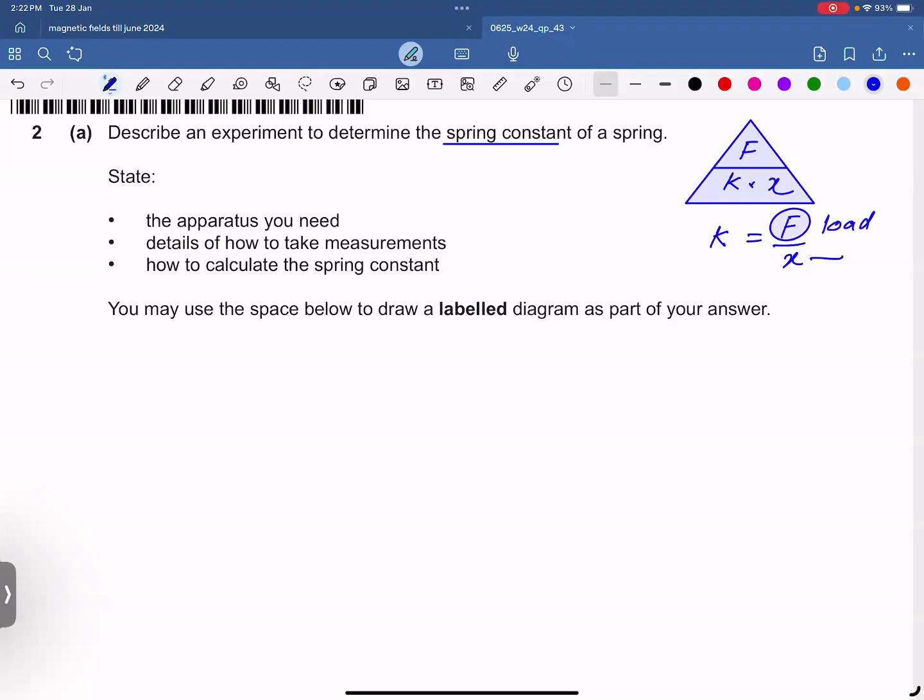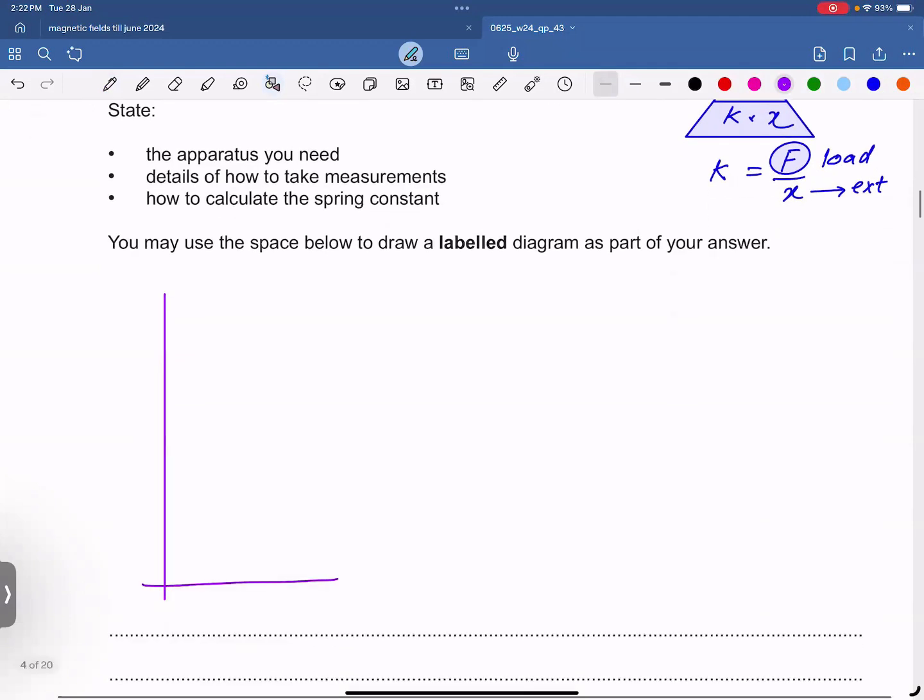We need to know extension. So for extension, we need original and new length. So what you do, my dear students, is a very basic experiment. I'm going to show you. For example, over here, you have a stand, a rough stand I'm making for you.